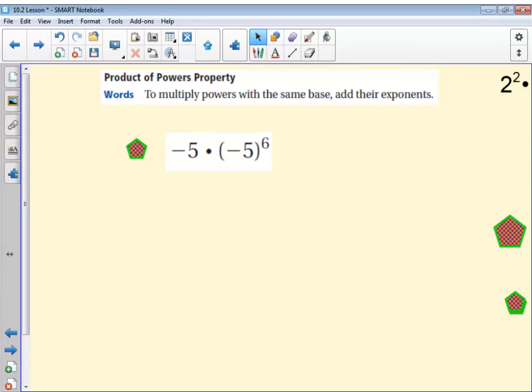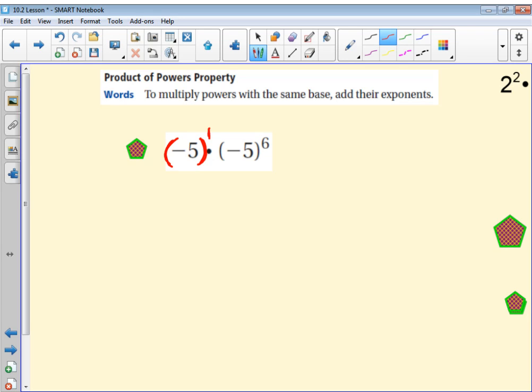And let's try one more. We have -5 with no exponent times -5 to the 6th. Here's what we have to understand: although it is not in a parenthesis, there's nothing else out in front of that -5, so we're going to think of it as a -5. Since there's not an exponent, how many -5's are there? There is 1. So that's like saying there's an exponent of 1. No exponent means an exponent of 1.